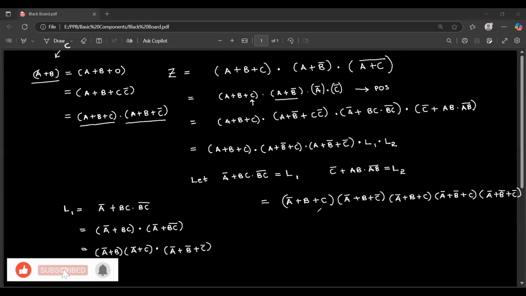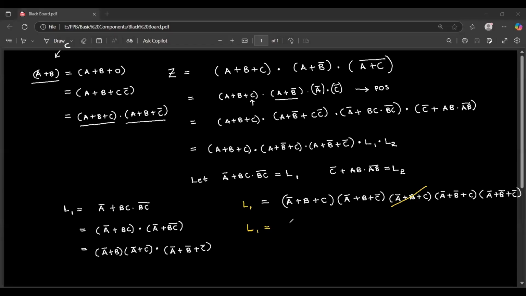Now look at this. We have completely finished L1. We don't have to continue this. What should we do after this? We have to use the idempotent law and remove the like terms. Here we have A bar plus B plus C, and here also we have A bar plus B plus C, so we will remove that. Then we have A bar plus B plus C bar. Here it's different, and this is also different. So finally, L1 can be given as four terms.